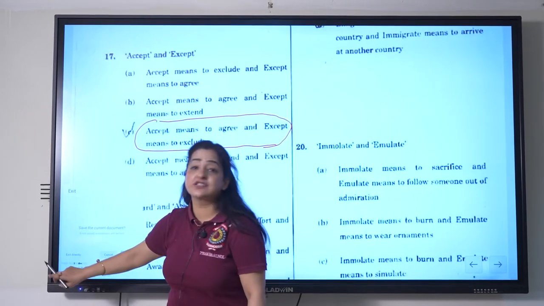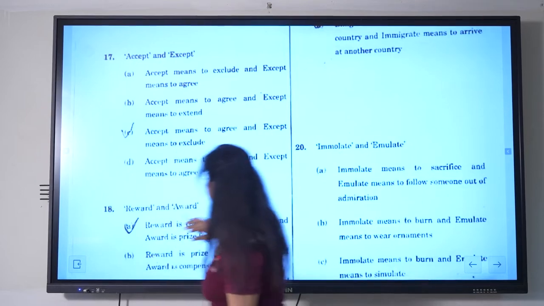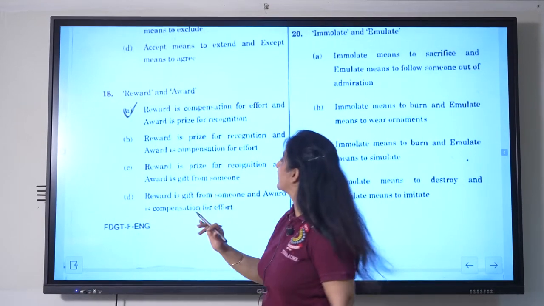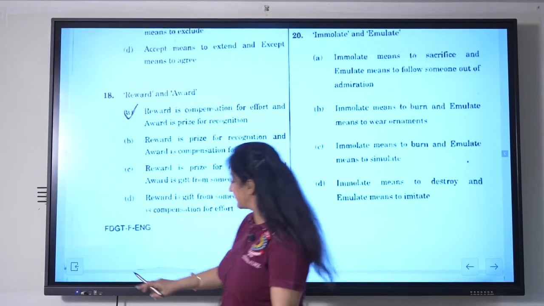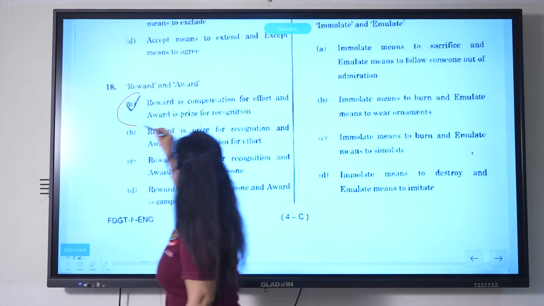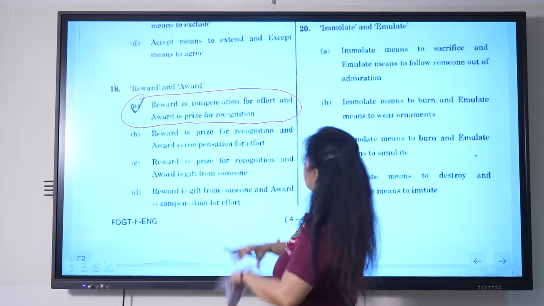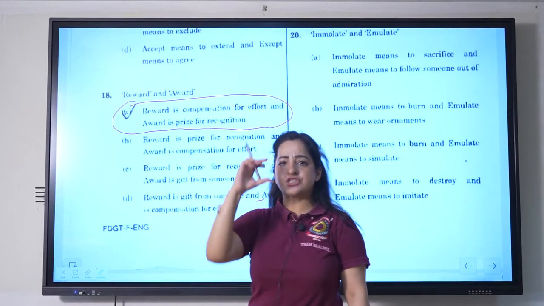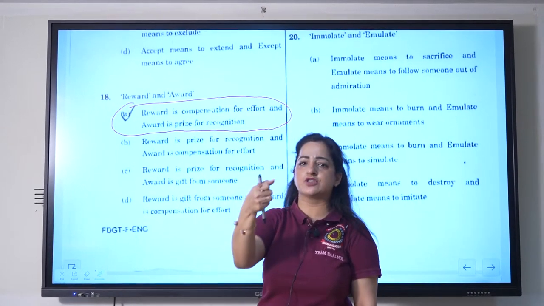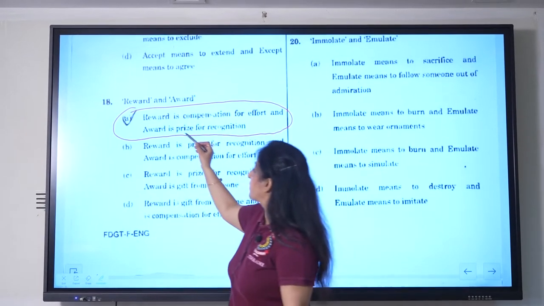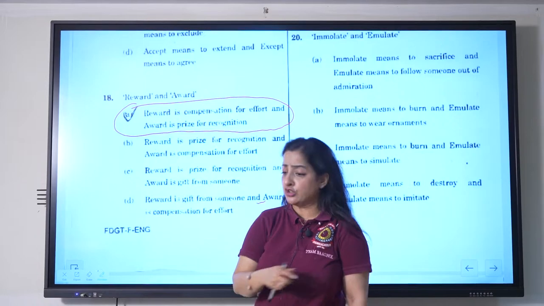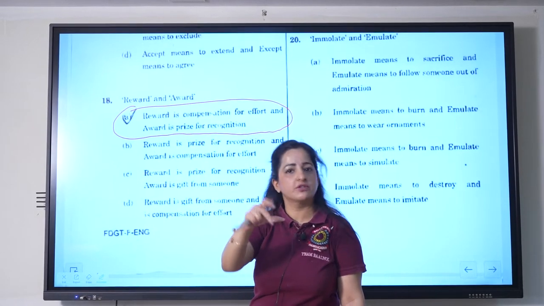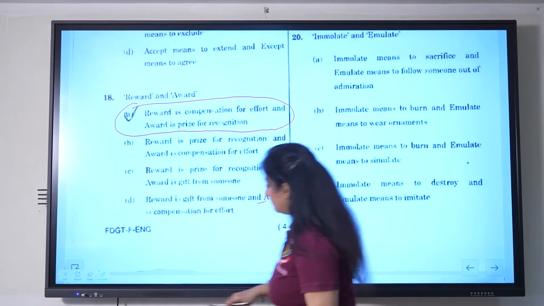So UPSC does try to balance it out and give you a fair mix of difficult and easy levels. Okay. Question 18, reward and award. The correct answer is alpha. Reward is compensation for effort and award is prize for recognition. See, for award you can just always keep the trophy thing in mind. You get a trophy, you get a medal, so it's a prize. And reward is compensation for effort. It could just be money, somebody is giving you cash, so that could be a reward. Moving on.